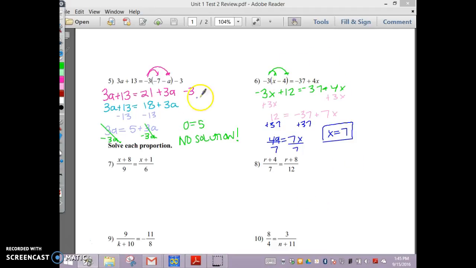You can always check, plug it back in. Negative 3 times (7 minus 4) is equal to negative 37 plus 4 times 7. This is negative 3 times 3, so that's negative 9. Negative 37 plus 28, also negative 9. It works. We check it. We plug it back in.